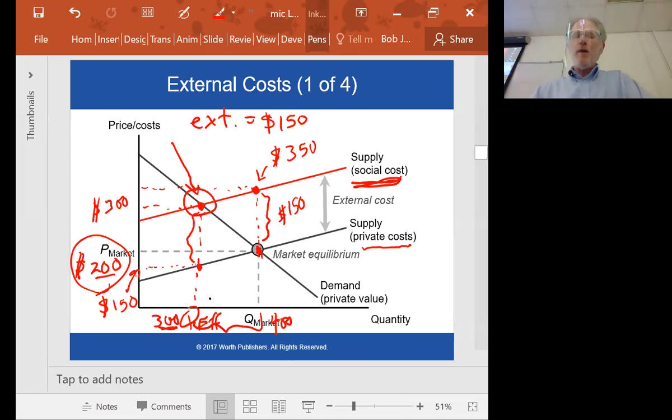Where would the inefficiency be represented, if we have this externality and if government does nothing?